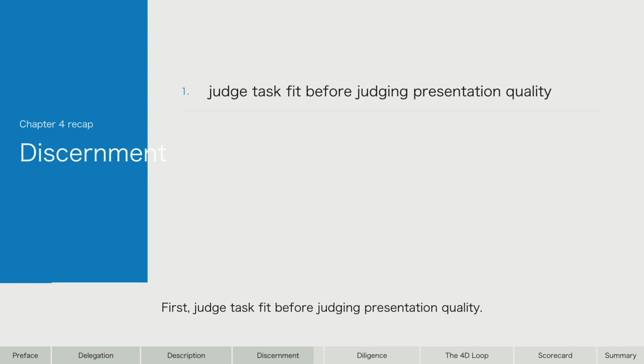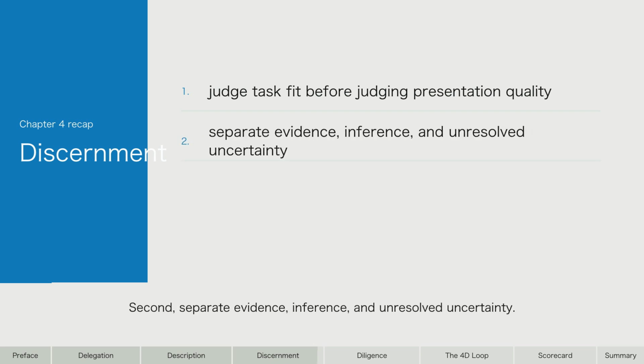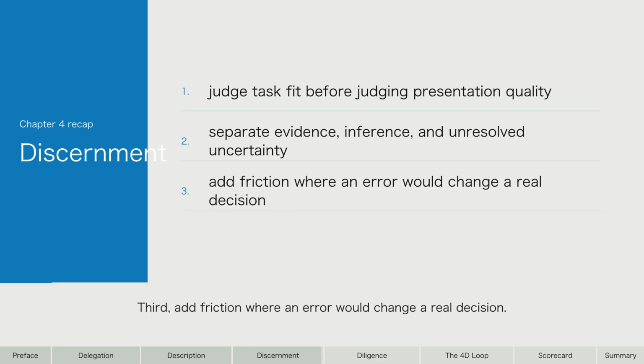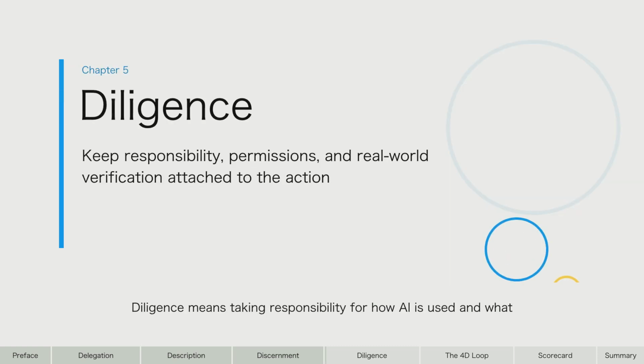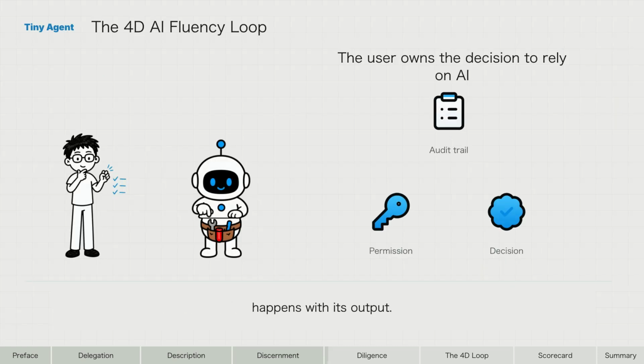First, judge task fit before judging presentation quality. Second, separate evidence, inference, and unresolved uncertainty. Third, add friction where an error would change a real decision. Diligence means taking responsibility for how AI is used and what happens with its output.